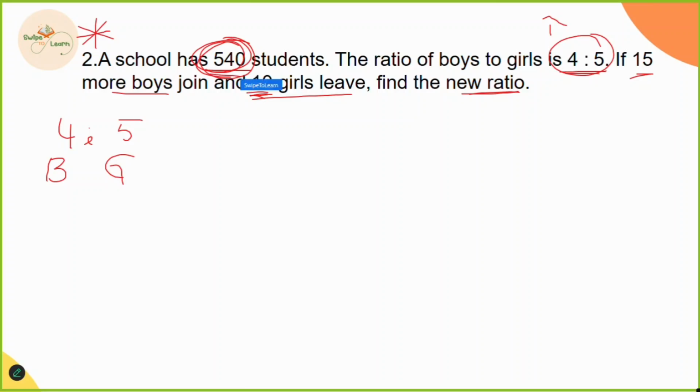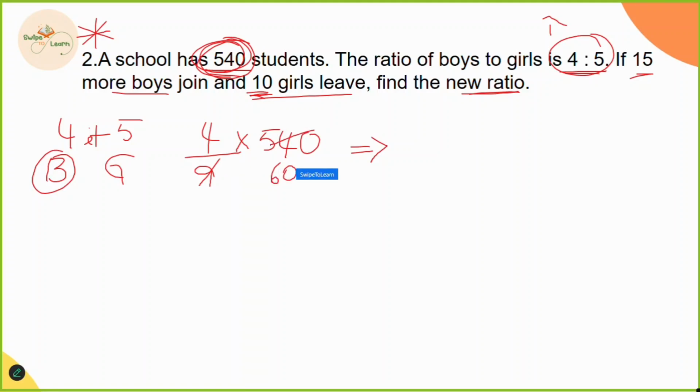How? The ratio of boys is 4 and the total number of parts is 9. So 4 by 9 into the total number of members in the class gives us the number of boys. Cancellation is possible: 9 ones are 9, 9 sixes are 54, so 6 fours are 24. So the total number of boys is 240. And 540 minus 240 gives the number of girls, which is 300.